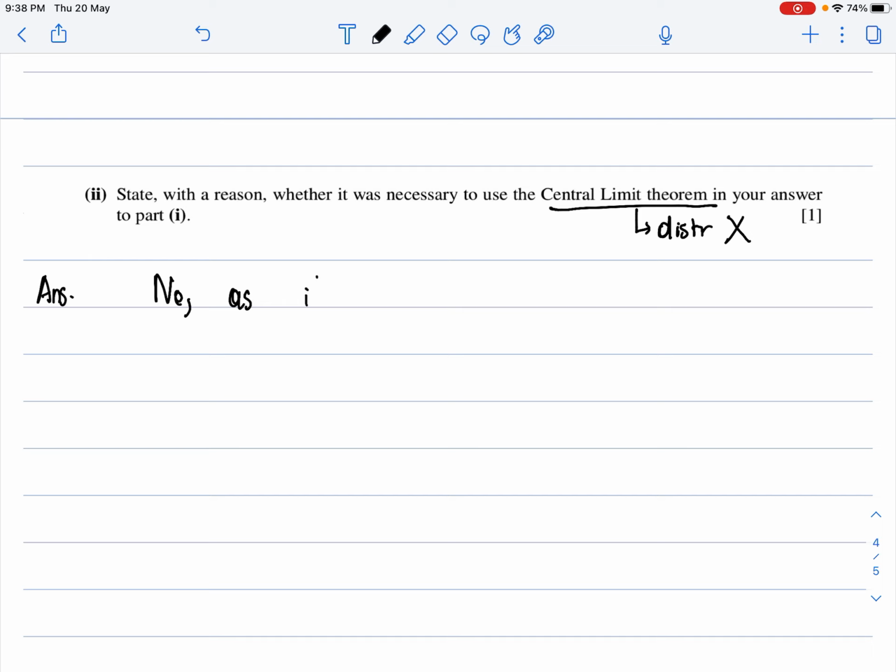as it is stated that the distribution is normal.